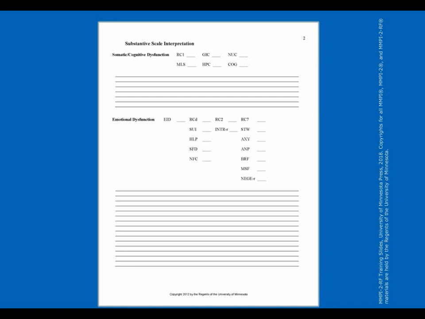If we look at the somatic cognitive dysfunction interpretation, there is no hierarchical structure to this domain, in the sense that there's no higher order scale for this domain like we have with emotional dysfunction. However, RC1, typically you would interpret that scale first if it is clinically elevated, and then follow with interpretations of the somatic cognitive specific problem scales, more narrow measures of somatic cognitive issues.